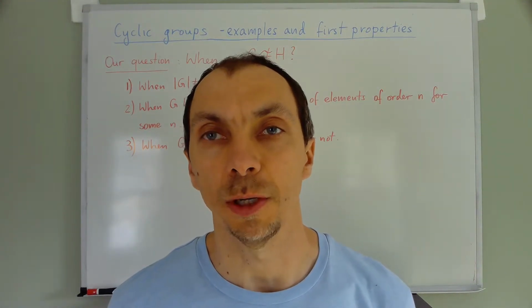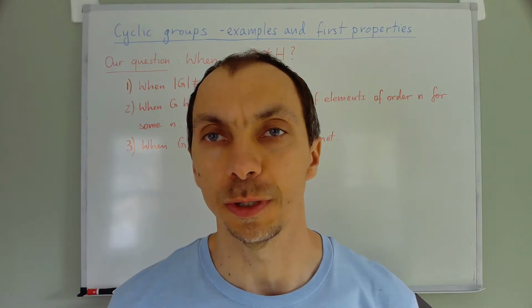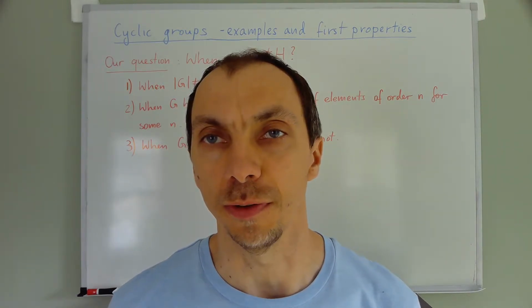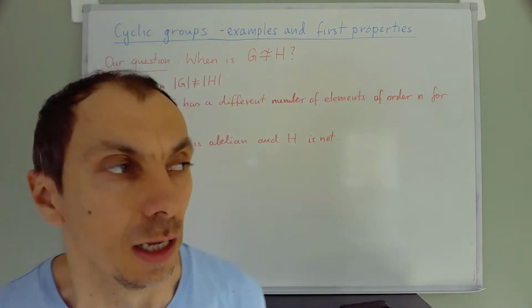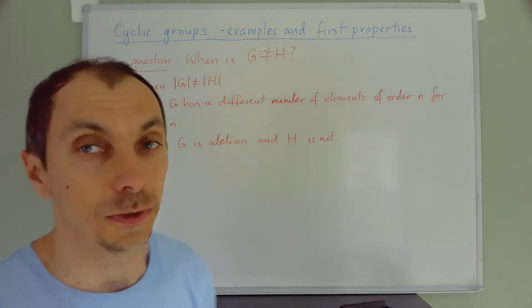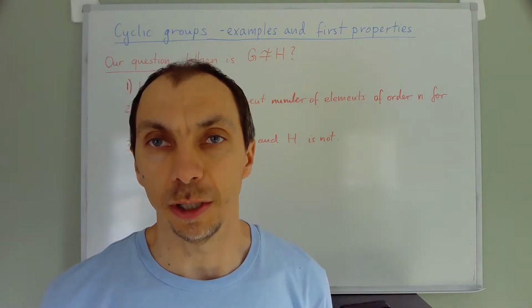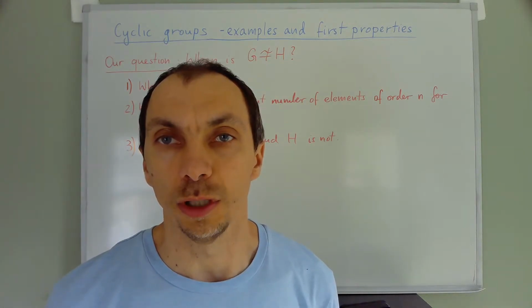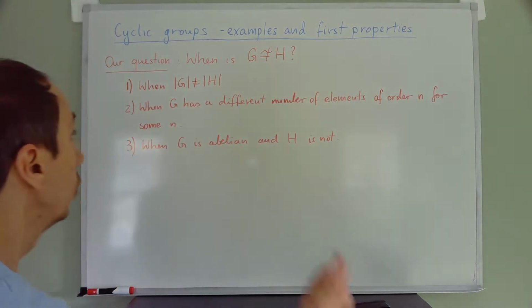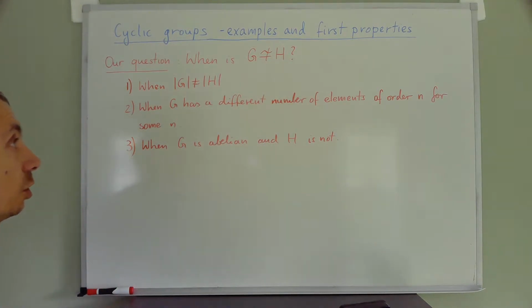One of the questions that motivates our study of groups is to be able to distinguish when two groups are isomorphic and when they aren't isomorphic. So suppose I give myself two groups, G and H, and I'm asking, what properties of G and H would tell me that they're not isomorphic? So when is G not isomorphic to H, when G and H are groups?